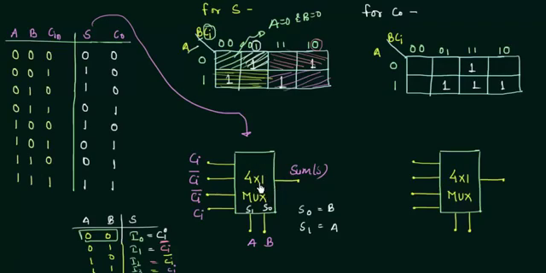However, if you remember, this sum is equal to what? A XOR B XOR Ci. So we need two XOR gates to implement this sum, but when using the multiplexers we only require a single IC. So this is the advantage that I have been talking about for a long time.